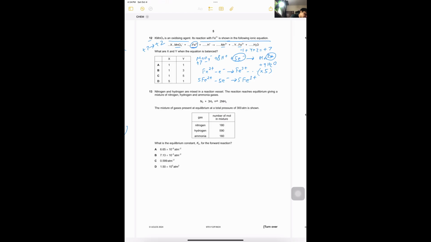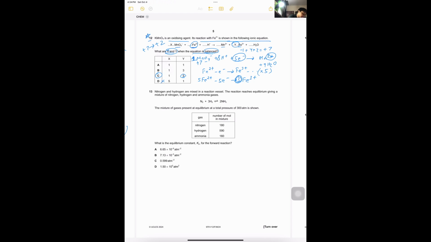So what are the values of x and y is what they're asking when the equation is balanced. So x is 1, of course, because we did not have to balance anything here, so the answer will be among the first 3, and y is this one. So Fe3+ is 5 moles, which is the only 5 that I can see, so the answer should be C. This is a good question.